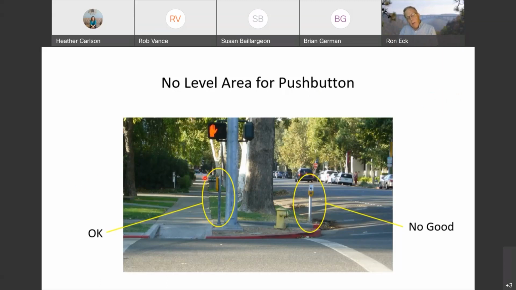So notice here, this push button, which we see the side of, is located next to a level turning space. So a wheelchair user on that turning space won't have to have both hands on the wheels. So that's good. But notice this push button is on the ramp grade itself, and the user is probably going to have to use two hands just to prevent the chair from running toward the street. And so this is not an appropriate location for a push button. This push button actually should be close to the level turning space.